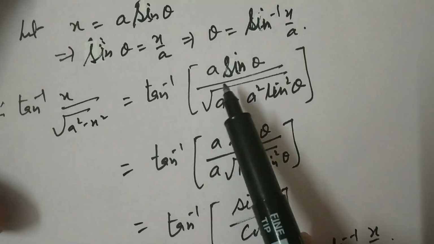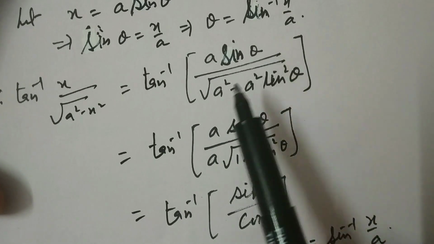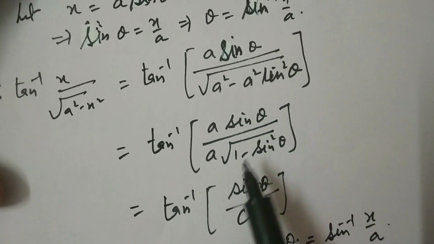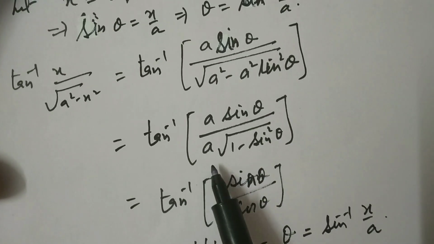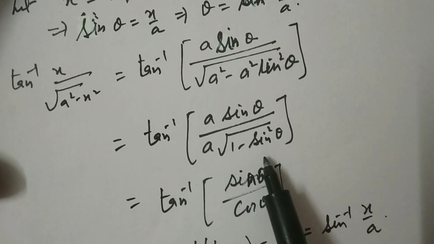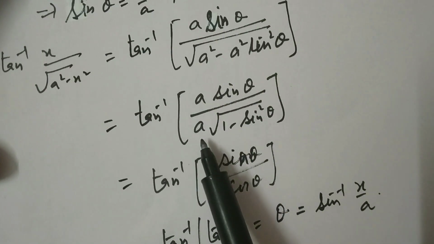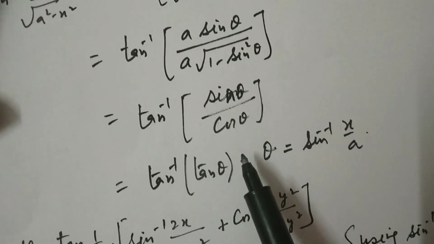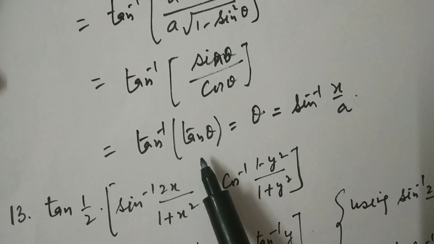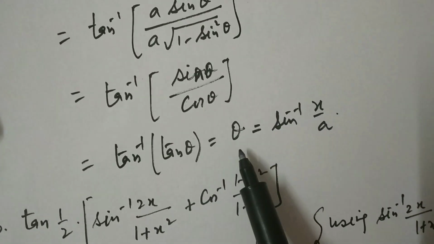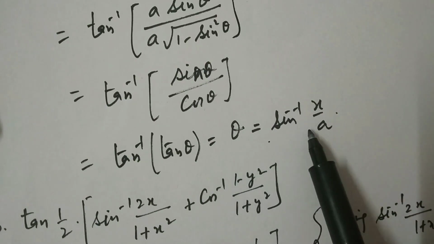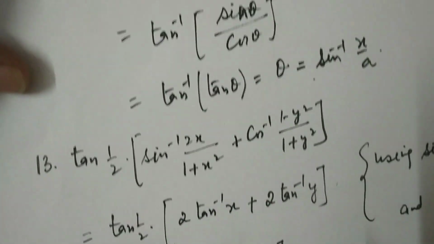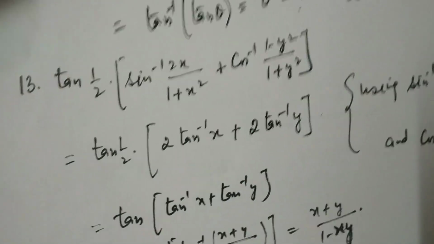So the same given expression can be written as tan inverse of a sine theta upon under root a square minus a square sine square theta. This way I have taken out a from the square root, which cancels from numerator and denominator as well, and the inside becomes sine theta upon cos theta, which gives me tan inverse tan theta, and it will give me theta, and that theta was sine inverse x upon a. Now question number 13.